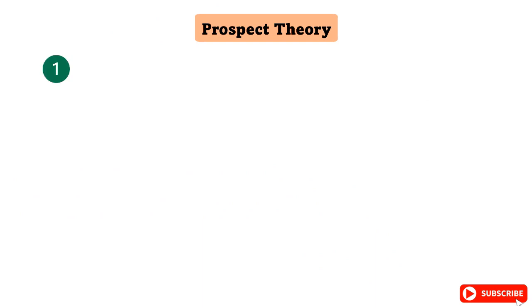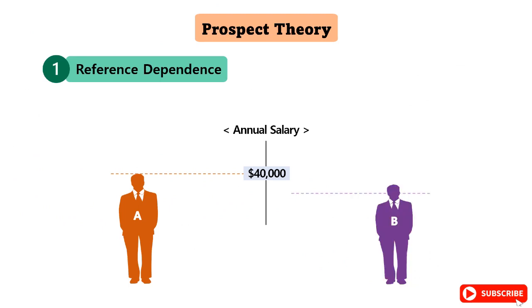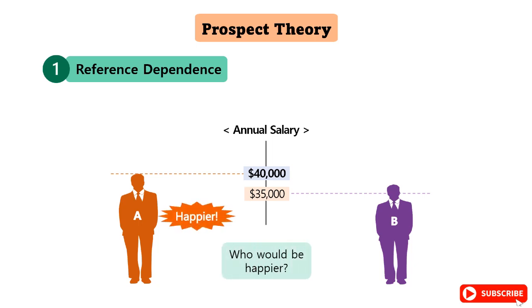Let's take another example. Suppose we have person A earning $40,000 a year and person B earning $35,000 a year. Who do you think would be happier? Naturally, person A would be happier.